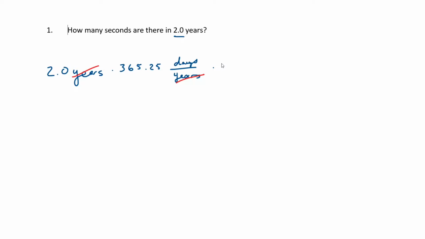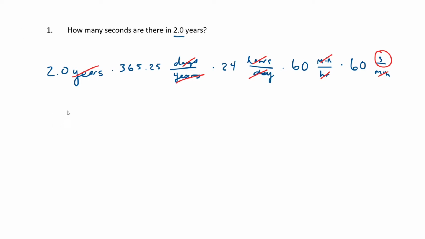Next, we can convert days into hours. So we know that there's 24 hours per day. And there are 60 minutes per hour and 60 seconds per minute. And we can just go through and cross all those out as well. So now we have days for days, hours, hours, minutes, minutes. And the only thing we're left with is seconds. And then it's just a matter of multiplying all of the values together.